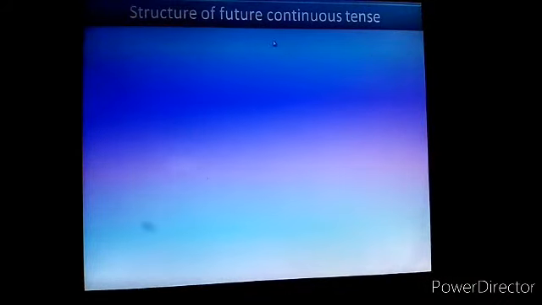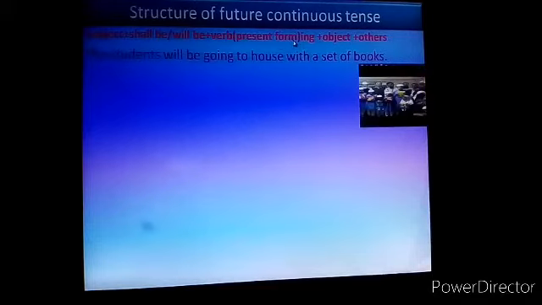A structure of future continuous tense. Subject plus shall be or will be plus verb present form plus ing plus object plus others. Look at the picture. The students will be going home with a set of books. The students is the subject, will be going is the verb with ing, home with a set of books is the other part of the sentence.